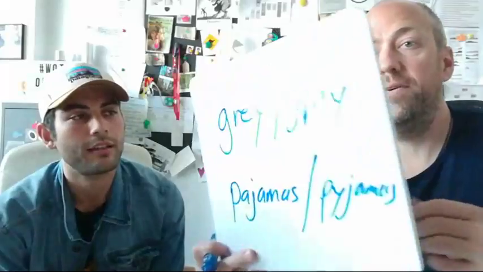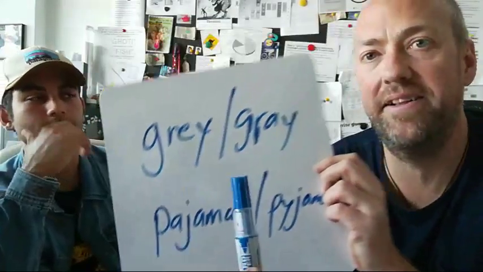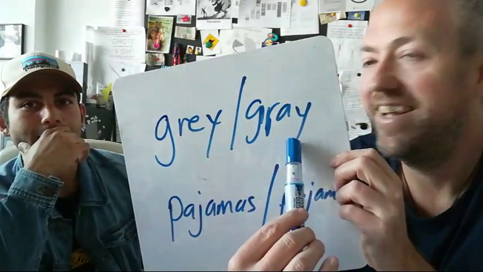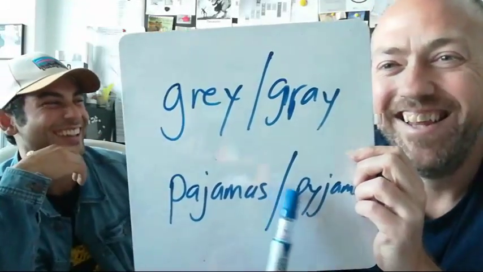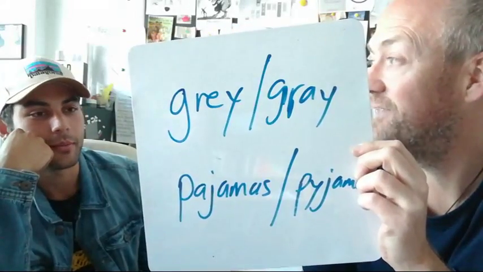So in American English they say gray with an A. They spell, sorry, gray with an A. And pajamas with an A. Not in British English, it's with a Y, pajamas. And grey with an E, right?